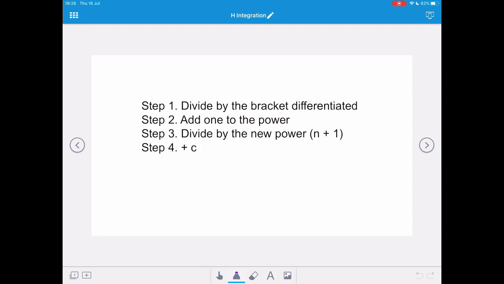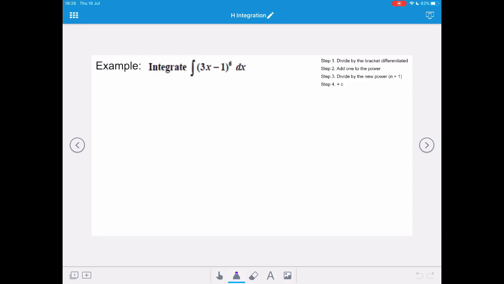We're going to add 1 to the power of that bracket without changing the contents of the bracket and divide by that new power, n plus 1. And then we must remember our constant of integration, plus c, at the end of our indefinite integral.